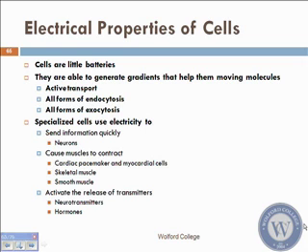Now, what actually regulates this is charge. That charge is critical for skeletal muscle and cardiac muscle.